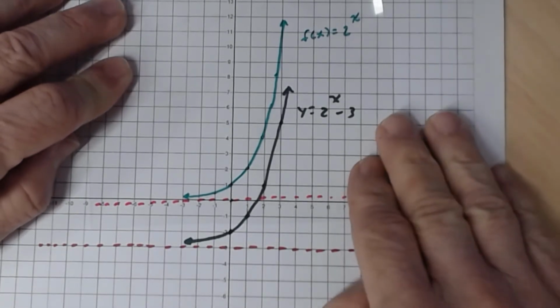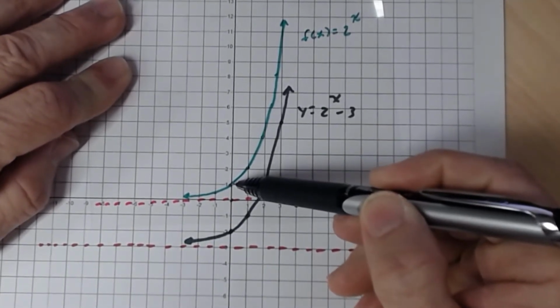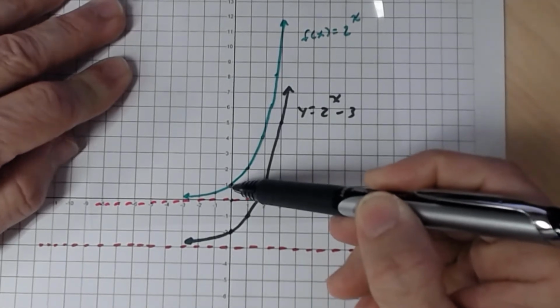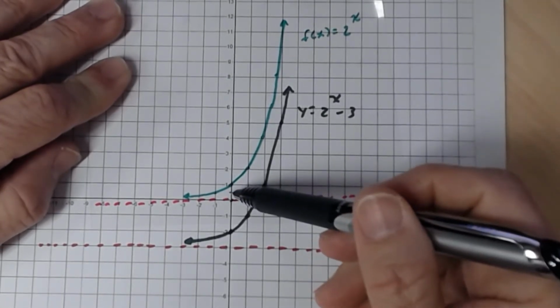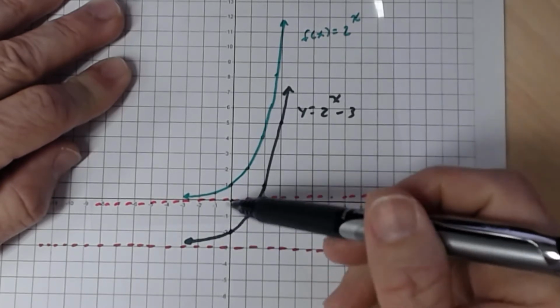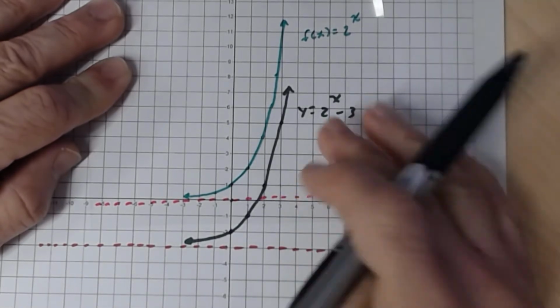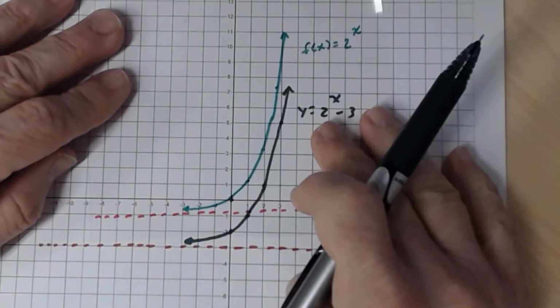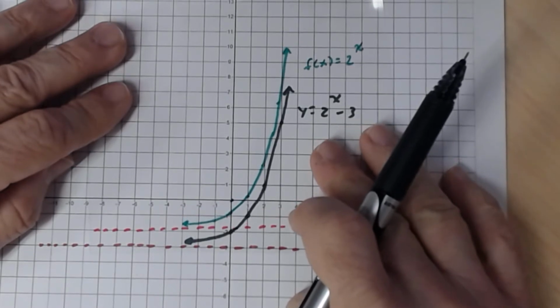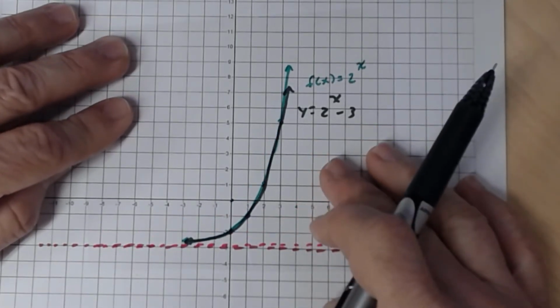And I want you to notice something. As I'm moving down, focus on this point right here for right now. As I'm moving down, I want you to count the number of units it takes for this point to get to this graph, for these two graphs to align. Focus on this. 1, 2, 3. You see, they align, right?